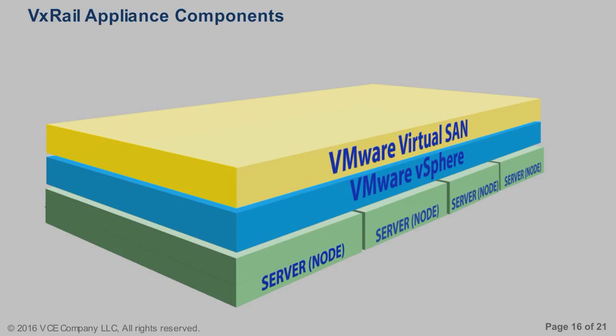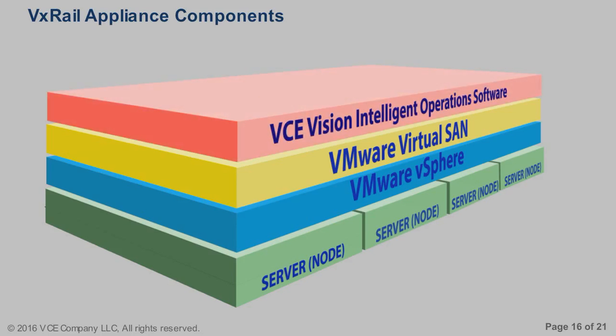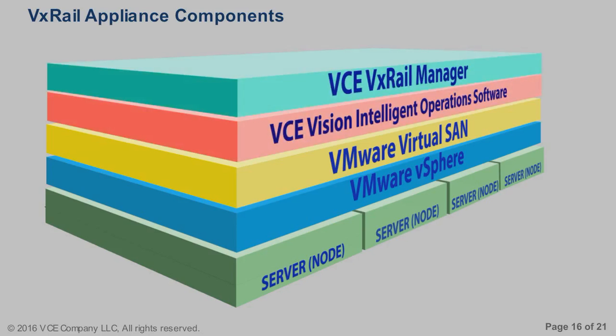VCE Vision Intelligent Operations software is optional in VxRail systems, which, as you know, is software for version management and for managing the life cycle of VCE systems. The final component we'll discuss here, the VCE VxRail Manager, coordinates storage, network, and compute resources to help customers more quickly configure, administer, and speed the deployment of virtual machines.